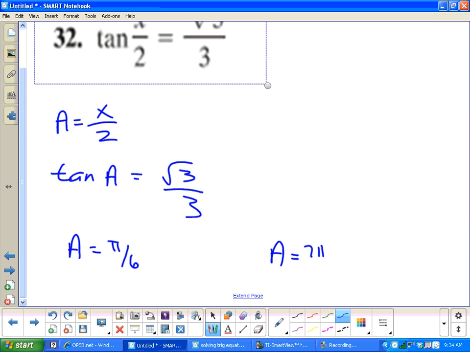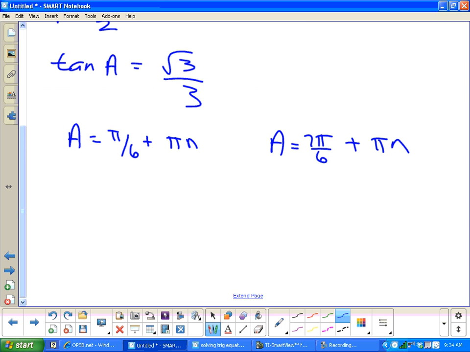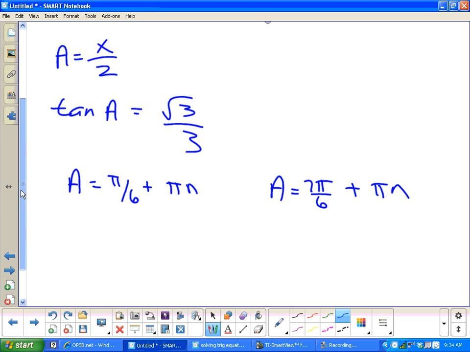Y'all check me. Is that right? Tangent is square root of 3 over 3 at pi over 6 and 7 pi over 6. Now, we're going to say plus 2 pi n or just pi n? Pi n, okay. Because it's tangent, right? All right. Now we have to face our problem. What was a? X over 2. Okay. So we get x over 2 equals pi over 6 plus pi n.